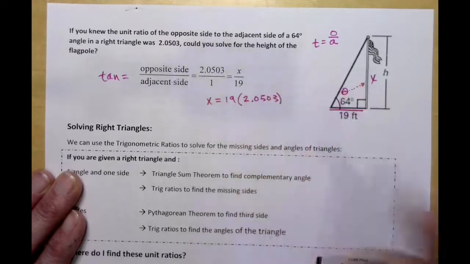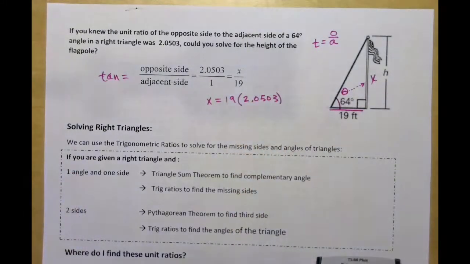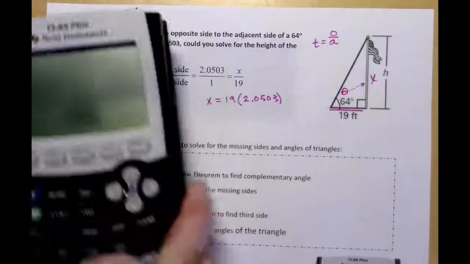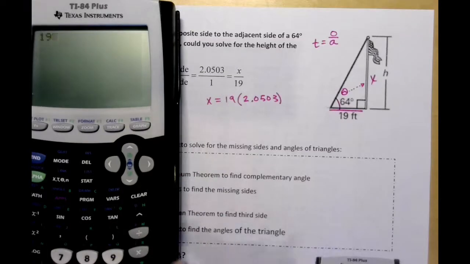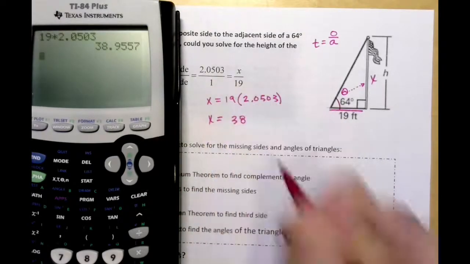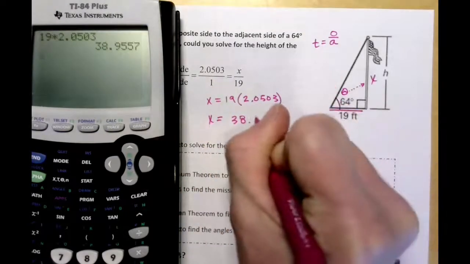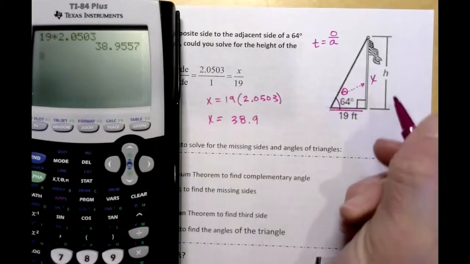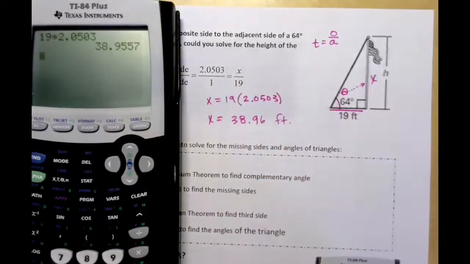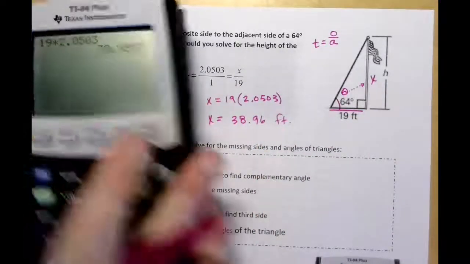2.0503. Remember, with trig ratios, we use 4 decimal places. So we can grab our calculator and say, okay, what is 19 times 2.0503? And I can say that that flagpole, which mathematicians are obsessed about, is about 39 feet tall. And I can solve for that measure that I was missing.